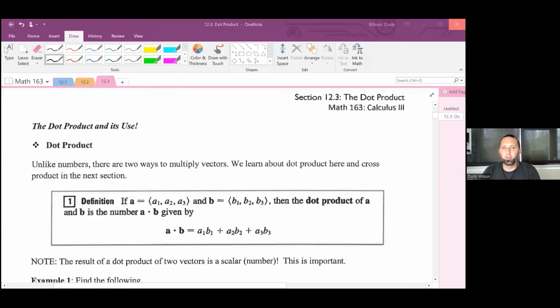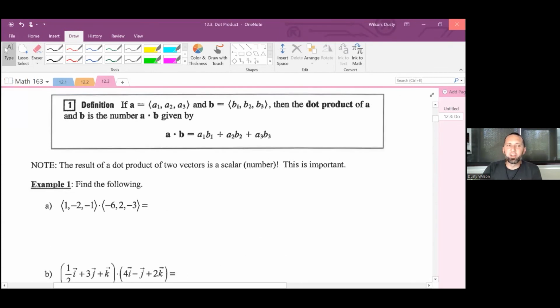Today we're going to be talking about the dot product. So this is section 12.3 on the dot product and its many uses. Unlike numbers, there are two ways to multiply vectors. We're going to learn about the dot product here, that's the first of those methods, and the cross product in the next section.